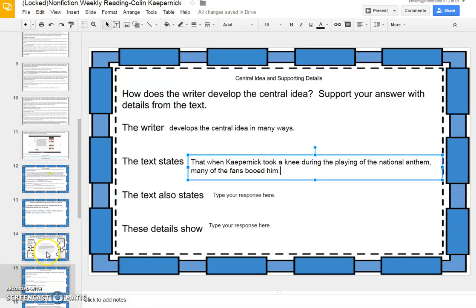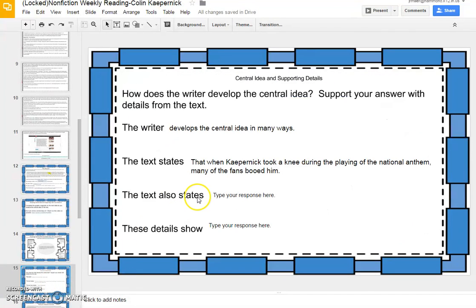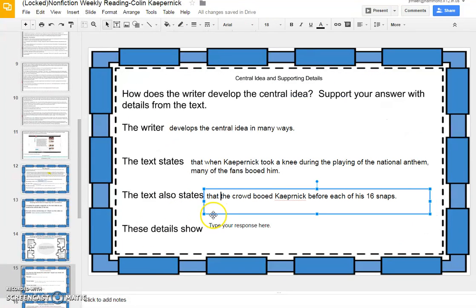Let's go back to the graphic organizer and find another supporting detail that goes with the central idea. I'm going to use this detail right here. The crowd booed Kaepernick before each of his 16 snaps. So I have my second detail here. The text also states that the crowd booed Kaepernick before each of his 16 snaps. And so now I'm going to wrap it all up. How do these two details show the way in which the author develops the central idea? I'm going to explain that right here.